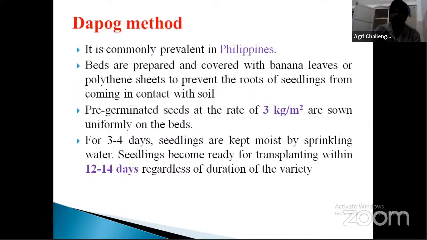And the Dapog method, this is commonly prevalent in the Philippines. These beds are prepared and covered with banana leaves or polythene sheets to prevent the roots of seedlings from coming into contact with the soil.